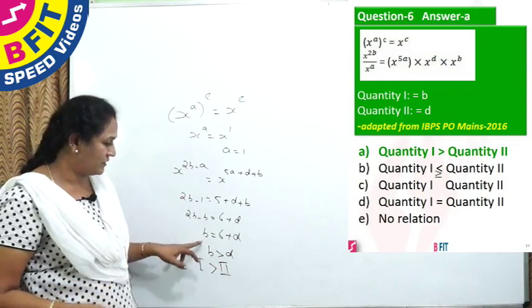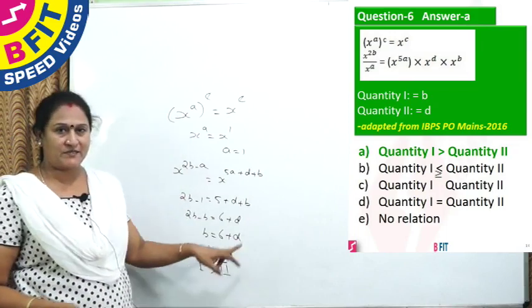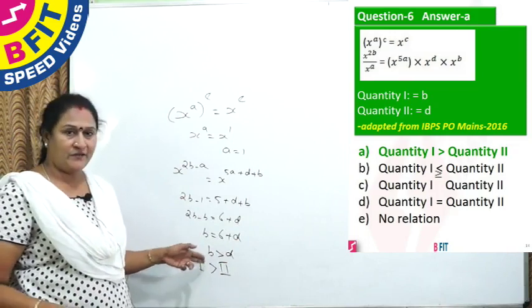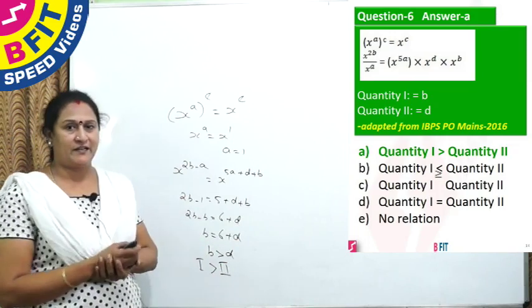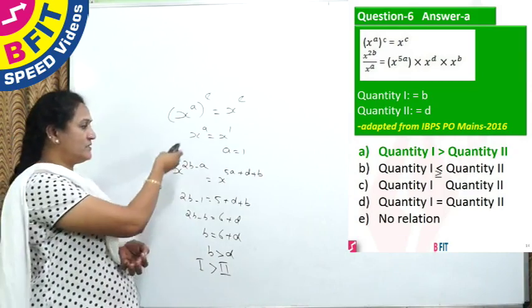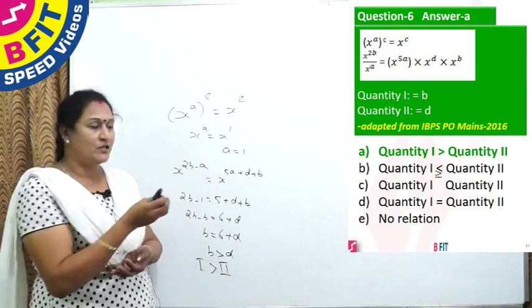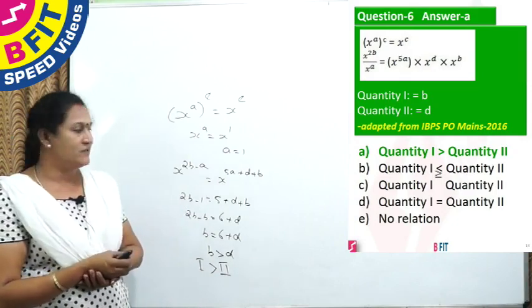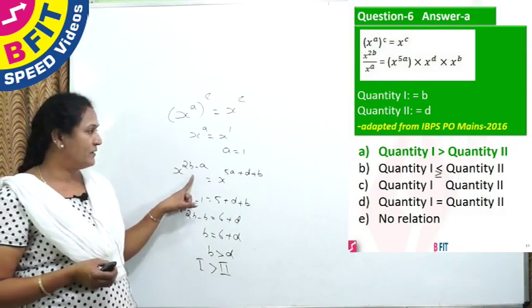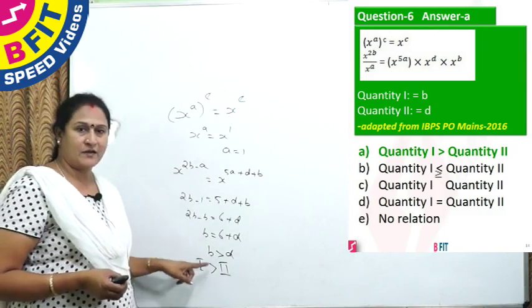So after solving this, we have got b equals 6 plus d. So b is greater than d. Adding 6 we get b, which implies that b is greater than d. So don't panic seeing this pattern of question. We just have the same base, using the concepts of exponents. In a product we can add the powers, in a quotient we can subtract the powers, and solving this we arrive at the answer.